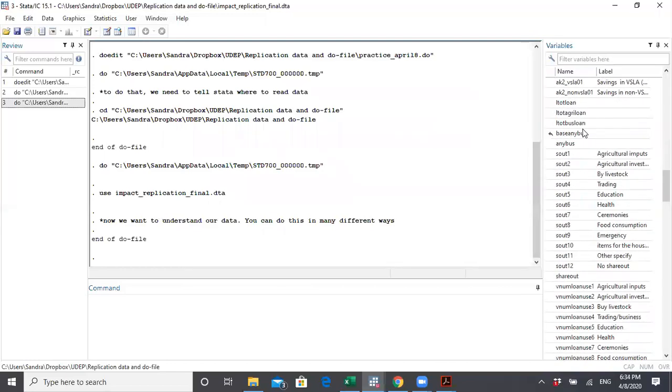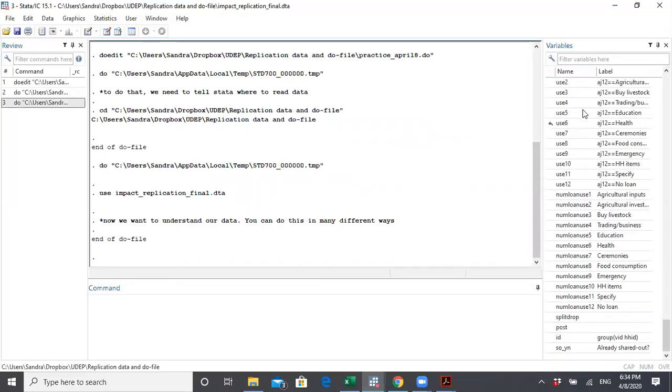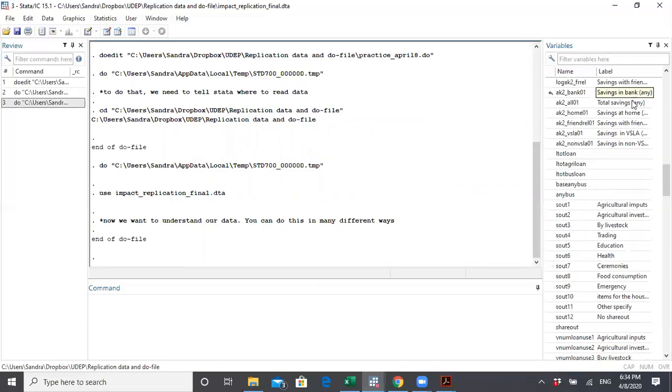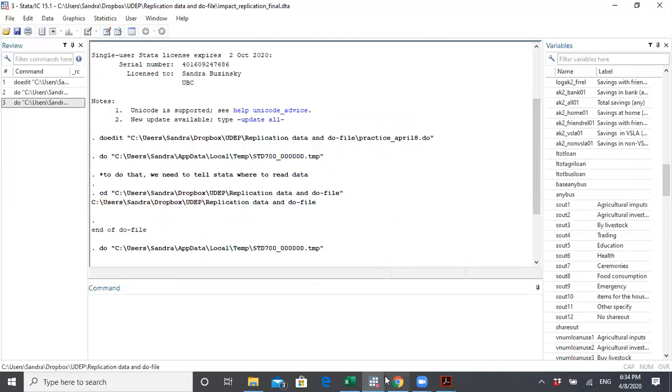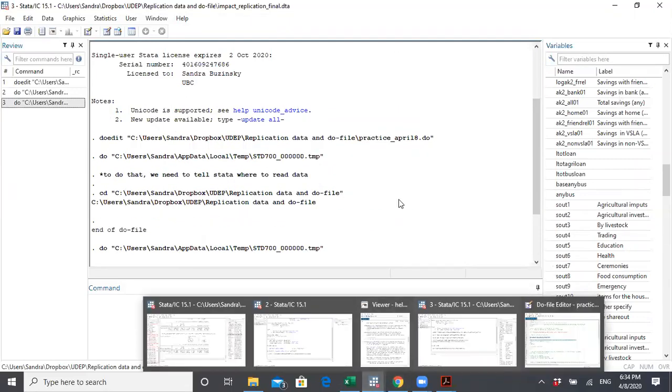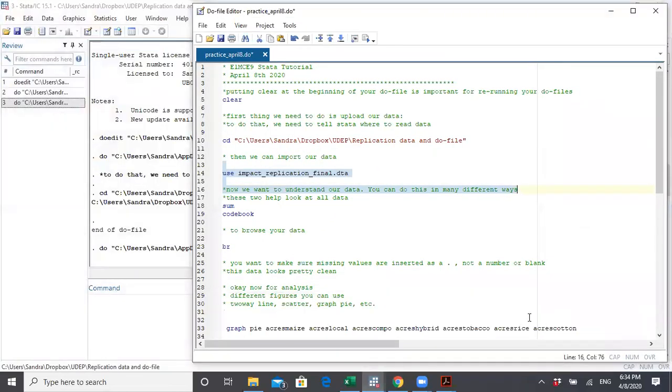Okay. So you can see all the variables are on the right side, and they all have descriptions. So that's where we're at. So you can spend some time looking through your data. I always recommend doing that at first.